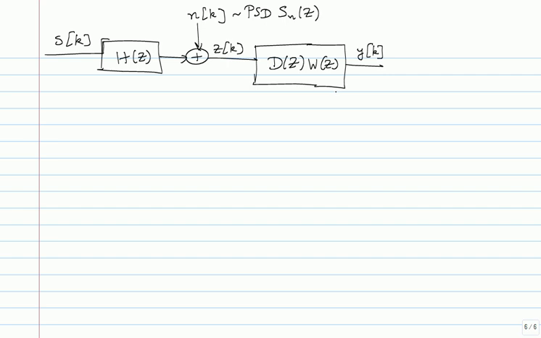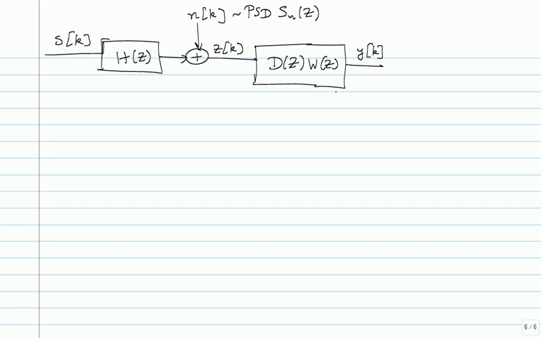You go back and look at the structure before. I want my signal only to go through D of Z. I don't want it to go through W of Z. I want only the noise to go through W of Z. Somehow both of them have gone through the W of Z. So now I want to apply 1 by W of Z to the signal alone. That's what I want to do.